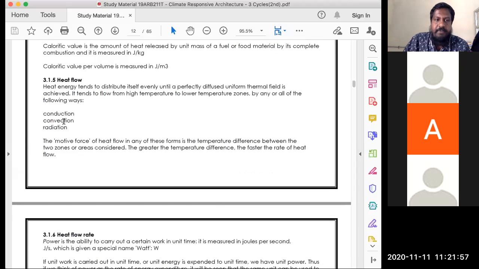So this is the primary factor in which we understand how our temperature, how climate gets affected, how the temperature flow happens. There are three ways in which heat transfer, any temperature transfer happens: through conduction, convection, and radiation. So this is a very primitive one. Conduction is any surface coming in contact and transfer of heat or cold.